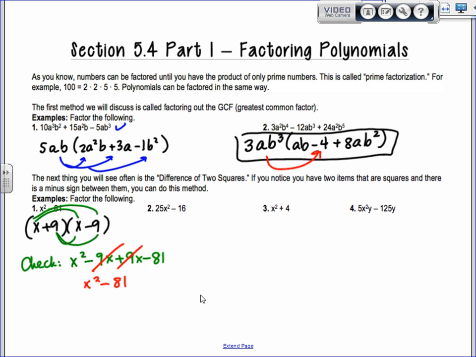So on this one, I have 25x squared minus 16. Yes, this is the difference of 2 squares, because 25x squared is 5x times 5x, and 16 is 4 times 4.